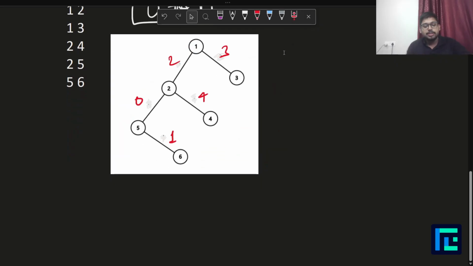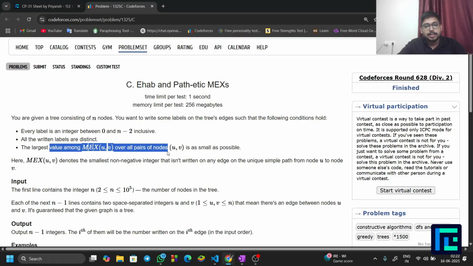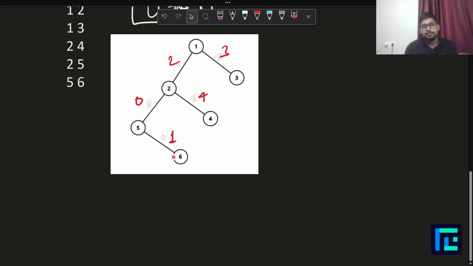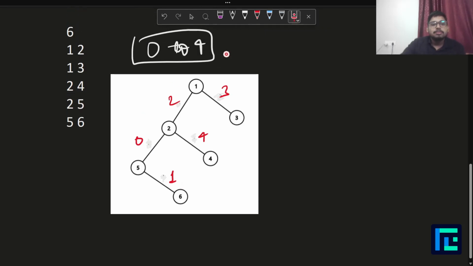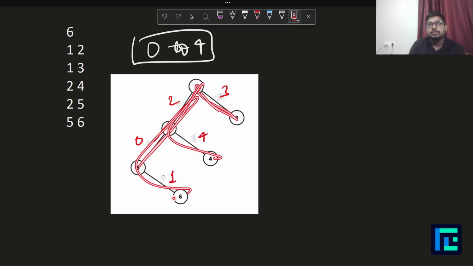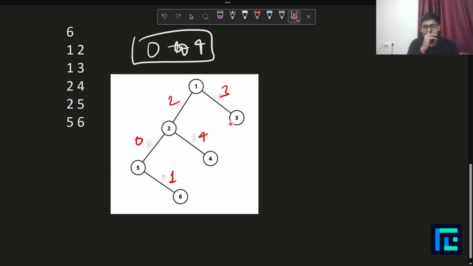Let's try to calculate the largest value of MEX(U, V) over all pairs of U, V. So what would be all the pairs of U, V that may exist? If you take U as node 1, then from 1 to 2 is one path, from 1 to 3 is one path, 1 to 5, 1 to 4, 1 to 6, these would all be the paths from 1. Then the same from 2, these paths would be there. So if you look at all the paths, which is the largest MEX in any of the paths?